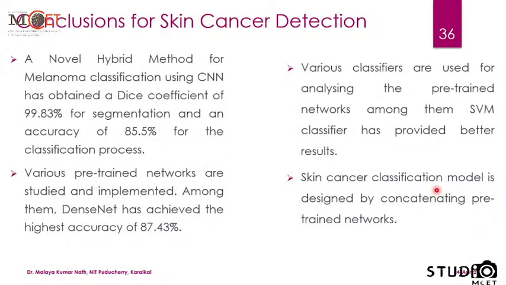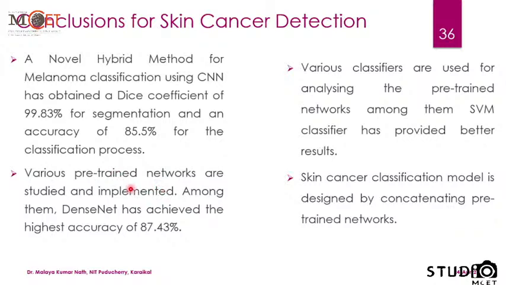If we look into the conclusion of this skin cancer detection by the different methods, the first is the hybrid based method, in which we are using segmentation by the UNET architecture and DenseNet for the classification. In the second approach, we are using different pre-trained networks for the classification. In the third case, we are using the pre-trained network for feature extraction and different traditional machine learning approaches for classification. In the fourth case, we are taking the potential strength of the different pre-trained networks for calculating the features and different machine learning approaches for classification. And this is the conclusion: the dissimilarity coefficient found is 99.83% in case of the hybrid based method.